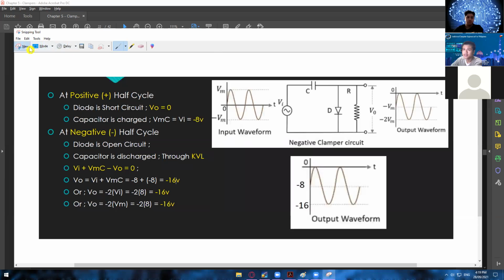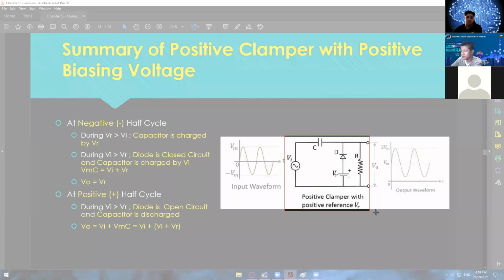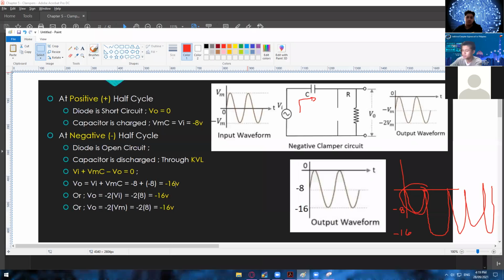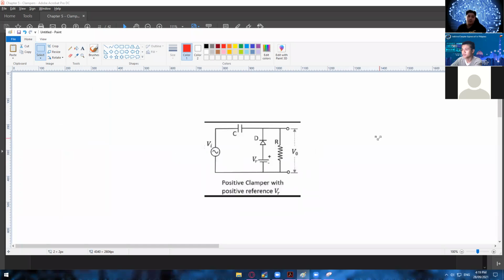So I think it would be better if we will have our own explanation. Okay. So again, in here, we need to start with the cycle wherein it will charge this capacitor first. So which one? Is it positive half cycle or negative half cycle? Where do we start? Negative or positive?